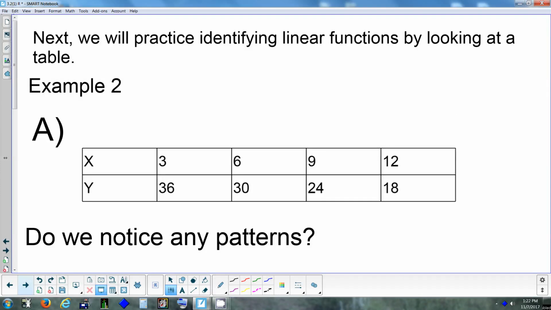Now, this is what Will talked about a little bit earlier when we were doing that warm-up question with the independent variable and dependent variable. We look at a chart, or a table, to determine whether it's linear or non-linear. Like Will said, it's going to follow a pattern. We're going to talk about that in a second.